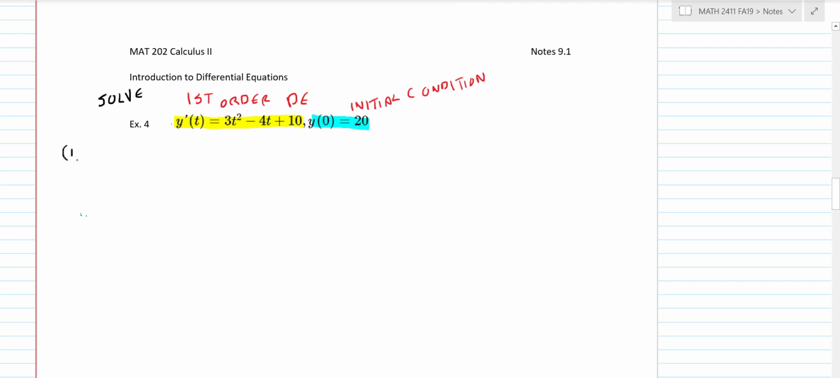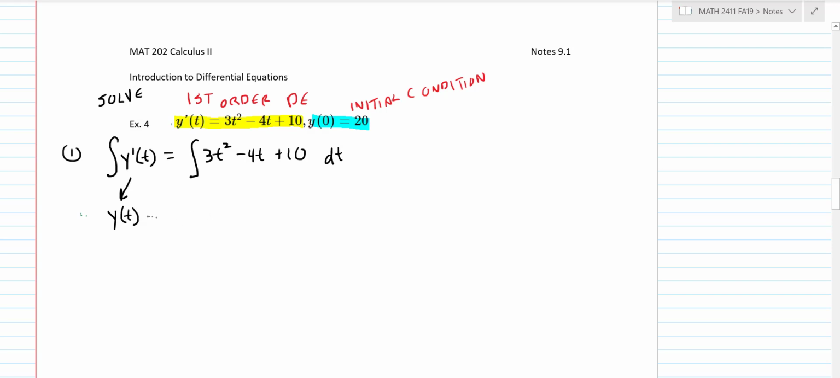All right, so let's start by just writing down the differential equation, y prime of t equals 3t to the second minus 4t plus 10. Now what we're trying to do is find the function y of t. So in order to find y of t, we have to integrate both sides of this equation, with respect to the variable t. So what happens if you integrate the derivative? Well, that would give you the function.